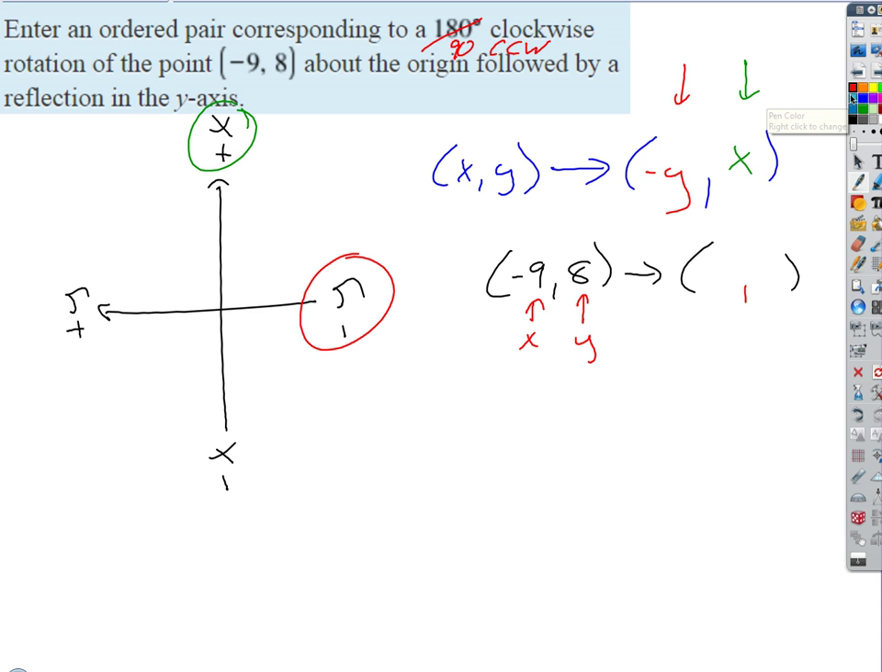Negative 8, right? Because it's negative y. Our original y is right there, so we're going to get the opposite of that, negative 8. Okay, how about here? 9. Yeah, that's our x. That's all it is. It's our original x. See how that works?